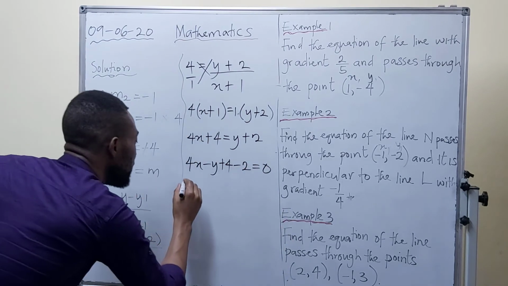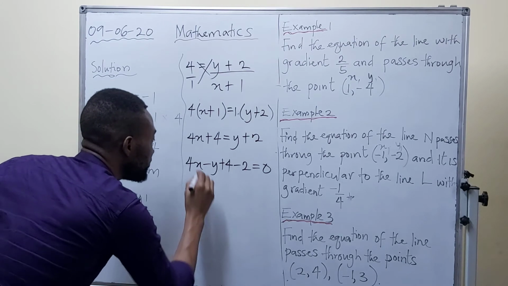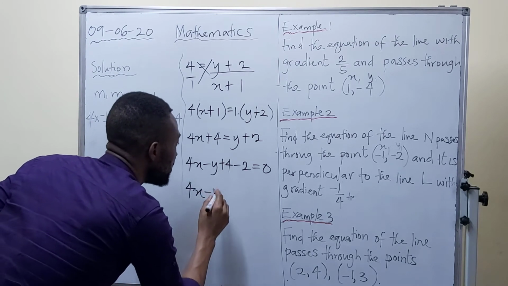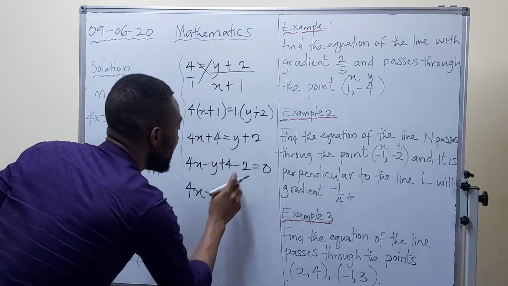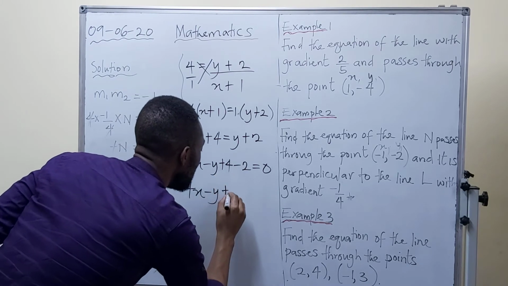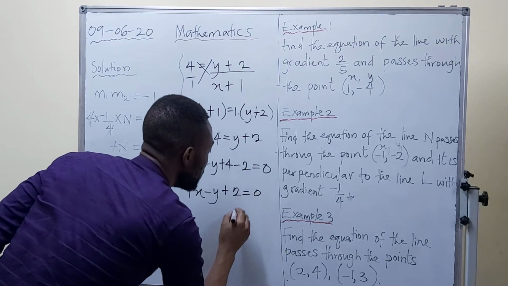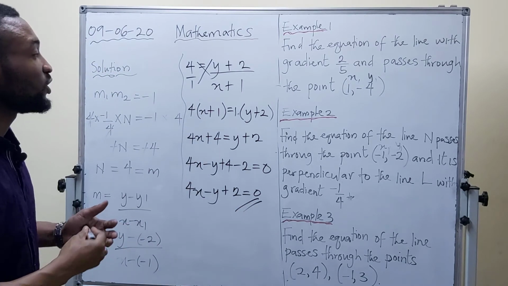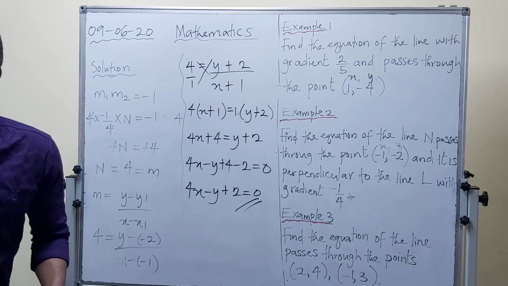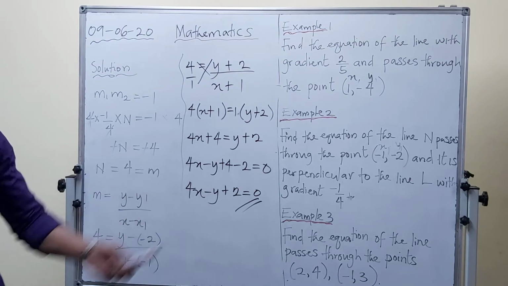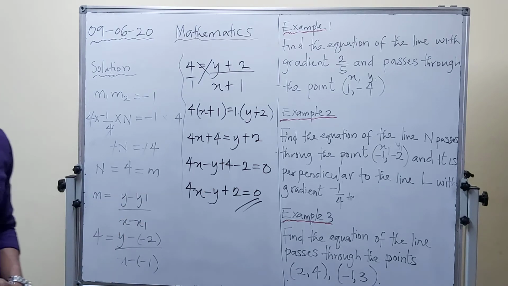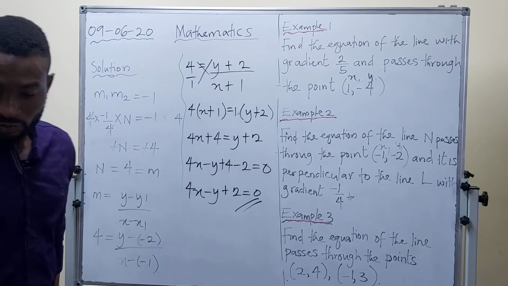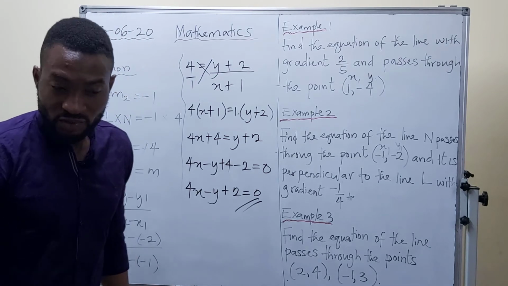So to solve this very quickly, we have 4x minus y. So 4 minus 2 should give me plus 2, equal to 0. So that is our equation. We have derived the equation from that one. So I think I will need to solve this. So now I believe you can see that.